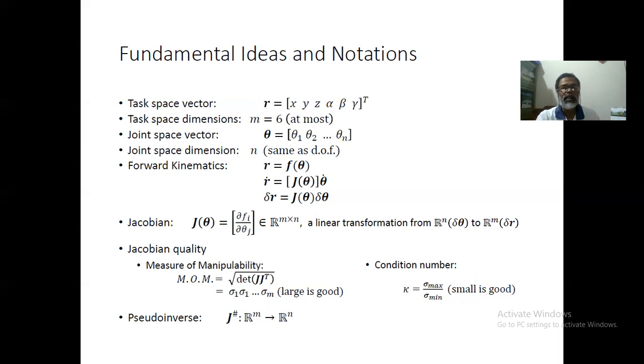Easier to manipulate. The other way of measuring the Jacobian quality is to take the ratio of the maximum singular value to the minimum singular value. Now, this is actually a better measure in a way, and here small is good. It is better because it is a dimensionless number. Here you may turn out to be wrong if your units are large or small. There will be a big difference.